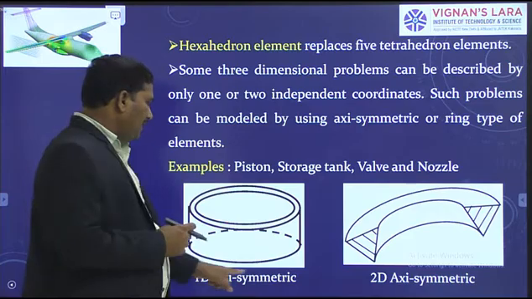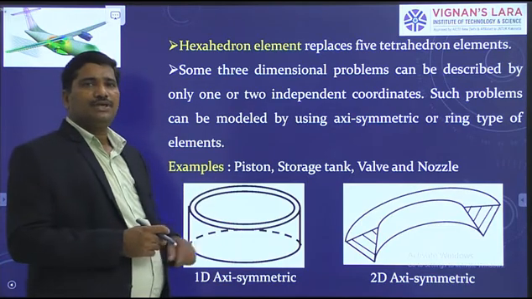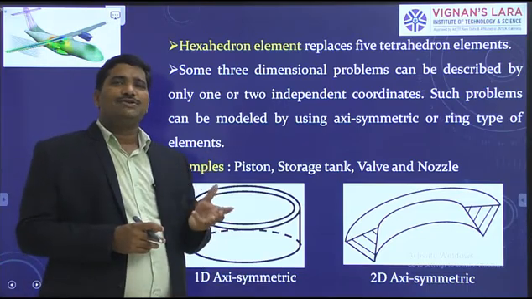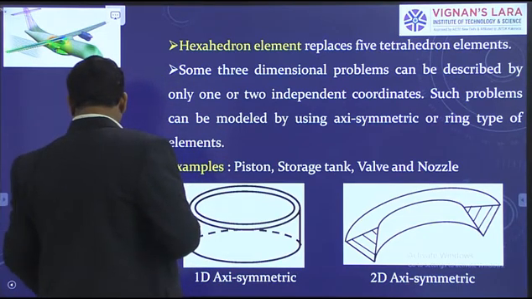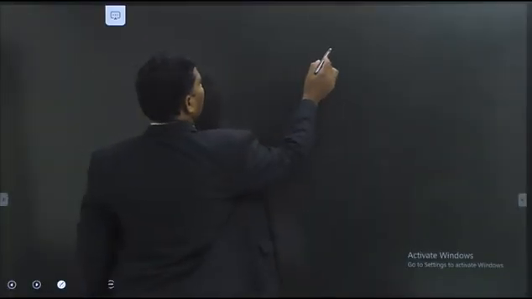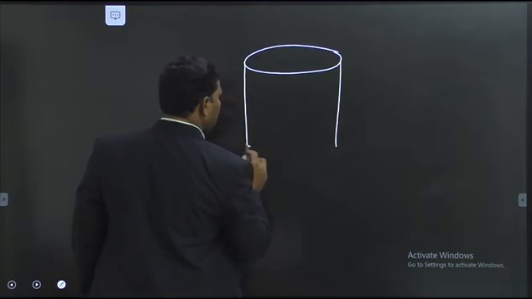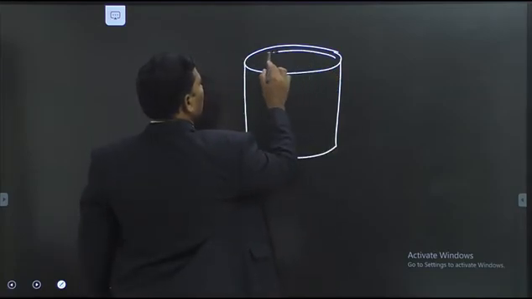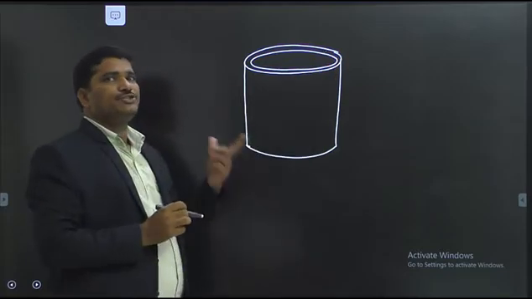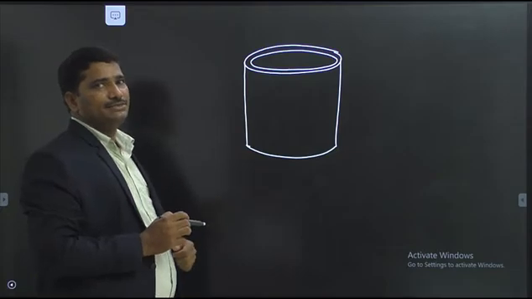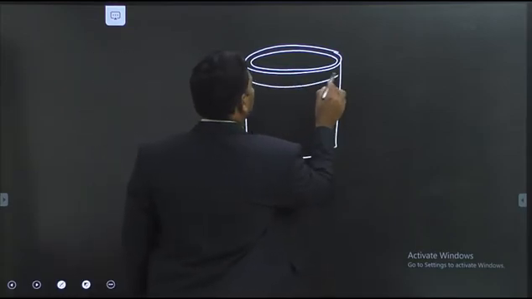Now, this is a one-dimensional axisymmetric element. See here. This we can choose to discretize a one-dimensional axisymmetric domain. I tell you. For example, this is a cylinder. Assume that the thickness of the wall is very small. Then, to discretize this, you can choose a one-dimensional axisymmetric element. How? You can divide like this. Like this you can.